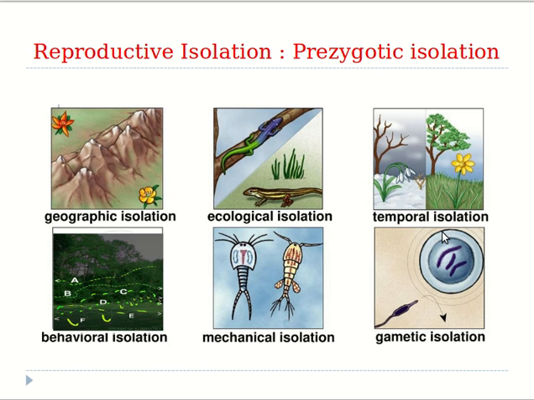Temporal isolation: you can see in the case of plants, the breeding happens when it flowers, isn't it? So the flowering season is associated with the breeding time, and here you can see the flowering seasons of these two plants are not at the same time. Here it is during the fall or the winter time, and here it is during the springtime or the summer time.